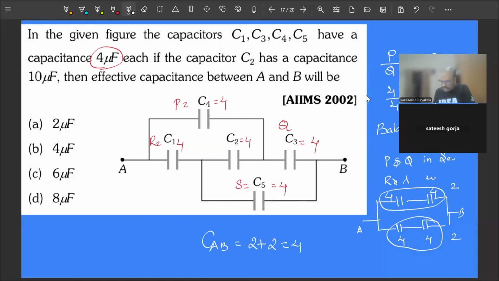Actually, no need to solve all this process. If all capacitor values are equal, meaning the P, Q, R, S values are the same, the answer will be the same. So here all values are 4, and the answer you will get is 4 microfarad only. So this capacitor is useless and we can remove it. Why? Because when the bridge is balanced, there is no charge passing across the capacitor C2 here.